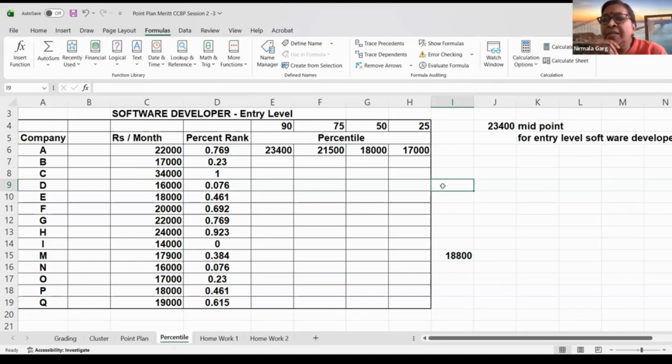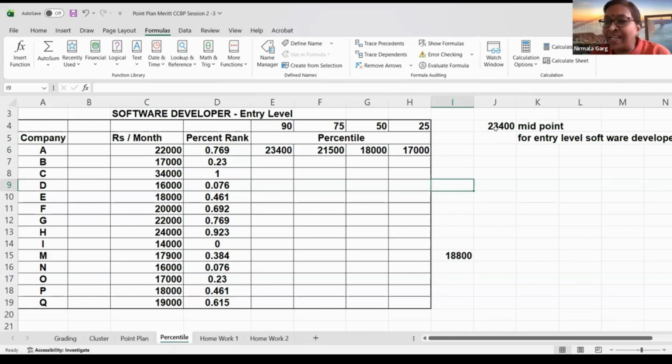So what is the pay data at the 90th percentile? 23,400 is the pay data, the value of the pay at the 90th percentile. Now, I have picked that at the 90th percentile. But this is my midpoint for creating a salary range for entry level, which I can call S1 or L1.